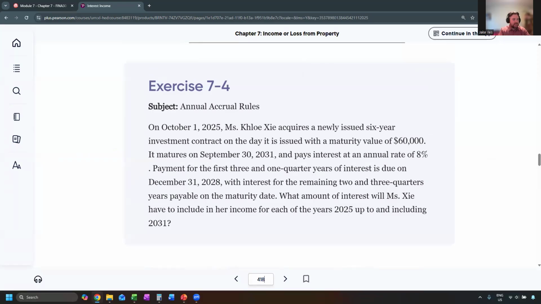It matures September 30th, 2031, which is 6 years from our purchase date, 2025 to 2031. It pays interest at an annual rate of 8%. Payment for the first 3.25 years of interest is due December 31st, with interest of the remaining 2 3/4 years payable at the maturity date. So on December 31st of 2028, they pay out all of the interest up to that point, and then the remaining interest gets paid out at the end of the loan.